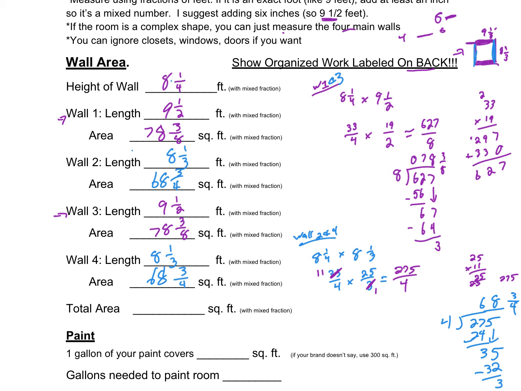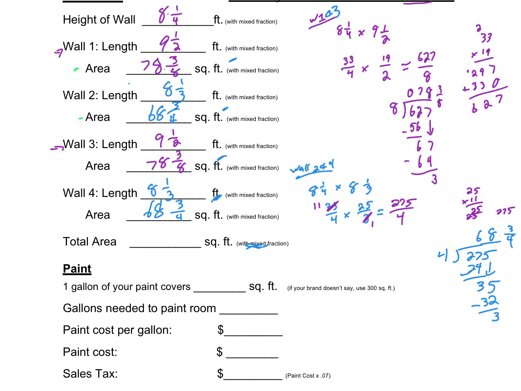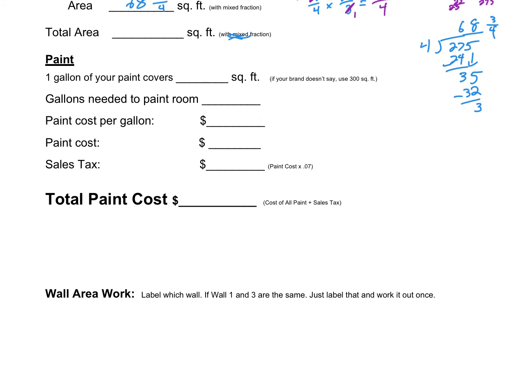Okay, so now the total area with the mixed fraction. So now I got 4 walls. So what I can do is I can add the area of all 4, or I could add the 2 and then multiply by 2. Add wall 1 and wall 2 and multiply by 2 because it's going to just be that doubled. So that's actually what I'm going to do. 78 3/8 plus 68 3/4.